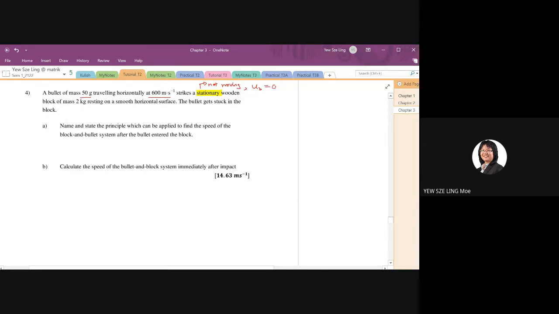You have a wooden block and then you have a bullet. Now I'm going to call it W, wooden block, because the bullet already used B. So I'm going to use UW, W for wooden block and B for bullet. UW is a mass of 2 kg resting on a smooth horizontal surface. The reason why it tells you smooth horizontal surface is because it wants you to ignore frictional force. So it carries a hidden meaning: ignore frictional force.